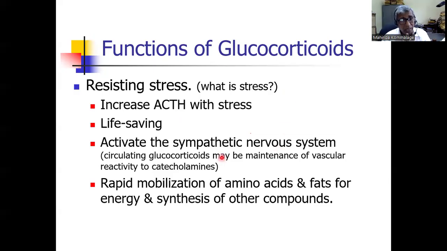That permissive action might help, of course, the activation of the sympathetic nervous system. And of course, if we are under stress, we probably need more energy, so it rapidly mobilizes amino acids and fat for energy production. That is a function of glucocorticoid.